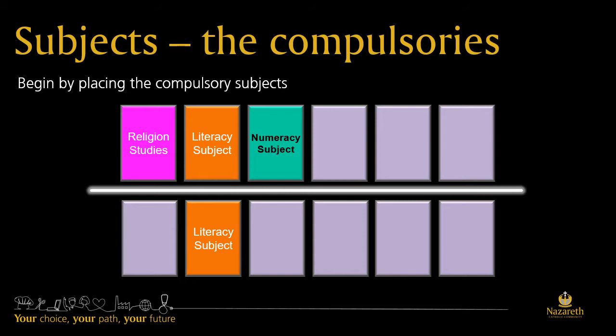As part of your SACE, you are required to undertake and satisfactorily complete 2 semesters, so a full year, of some sort of literacy-based subject. We have a number of options available, and I'll talk you through some of those in a little bit. But you need to choose an option for semester 1 and for semester 2. A compulsory part of your SACE is also 1 semester of a numeracy subject. Again, we have lots of options available at Nazareth that you could choose from. This must also be satisfactorily completed, so it's important that you choose the right level of mathematics subject for you.